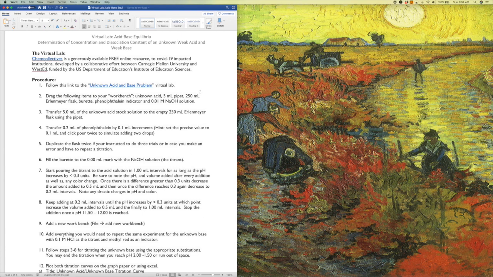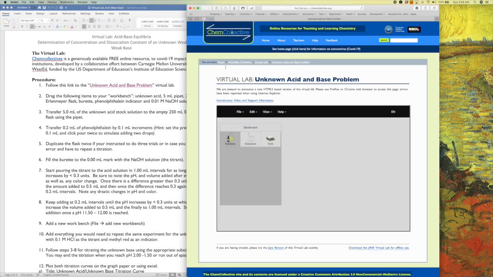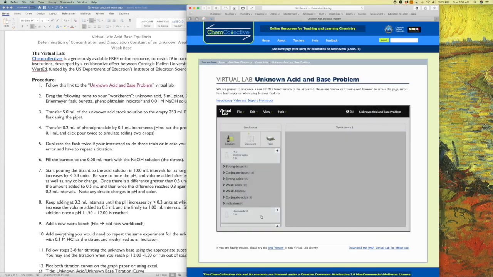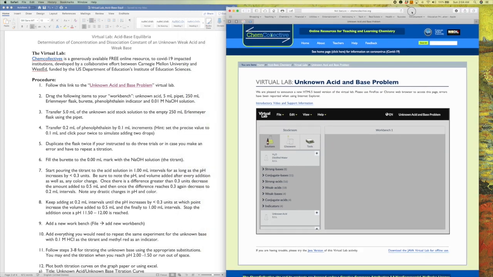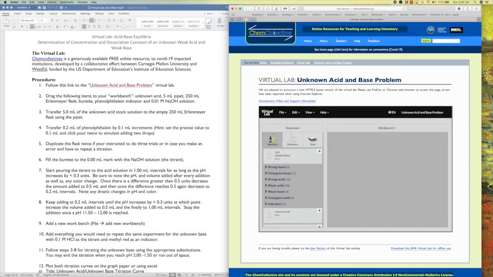And so first, you have been given a write-up, and we will follow this link in your write-up that will shuttle us directly to our virtual lab. And so this is the ChemCollective's virtual lab. And this in particular is the unknown acid and base problem.